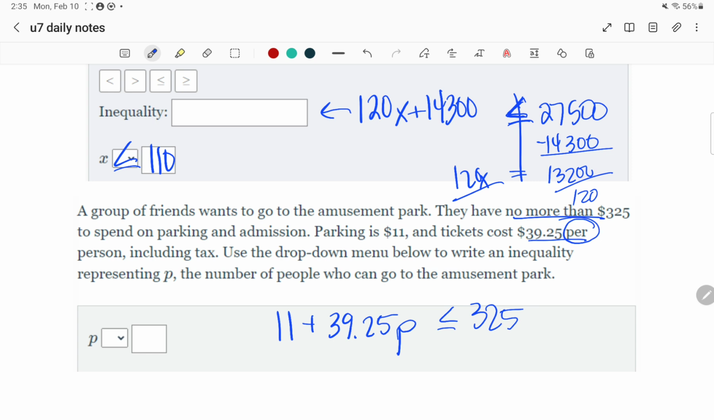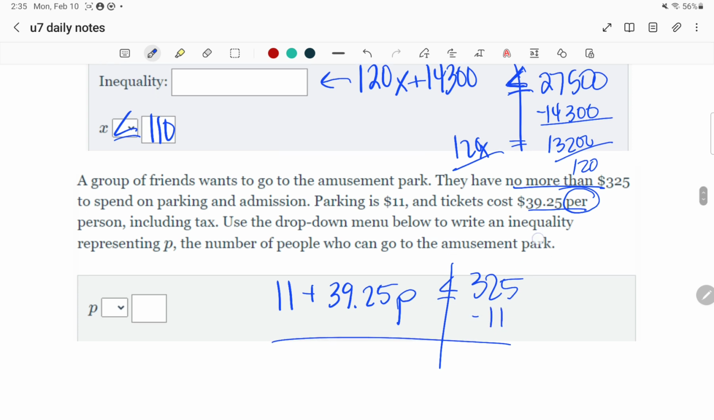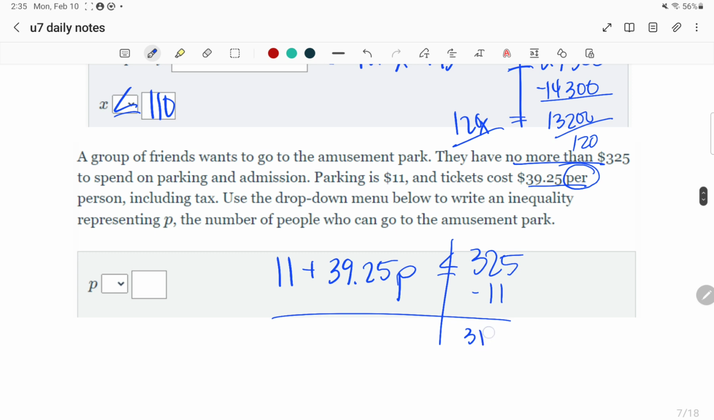So I know this is my rate. First off, it says the word per. Second off, I know I'm going to have more than one person, so I have to multiply by the amount of people. So I know that that's my slope. I know that that's my rate. And now I'm going to solve. I'm going to subtract 11 on both sides, and I get 316. Then I divide by 39.25, and I get P is less than or equal to 8.